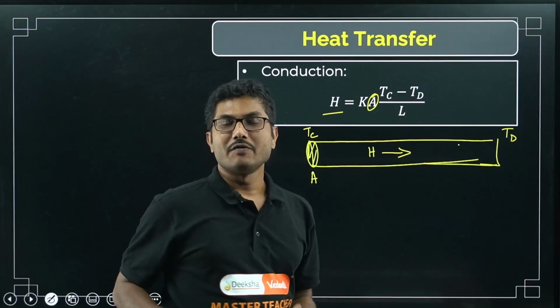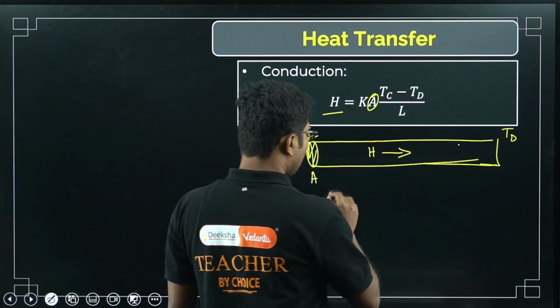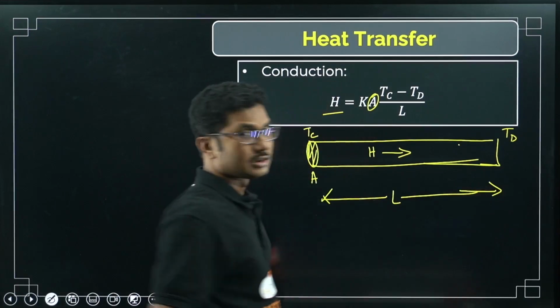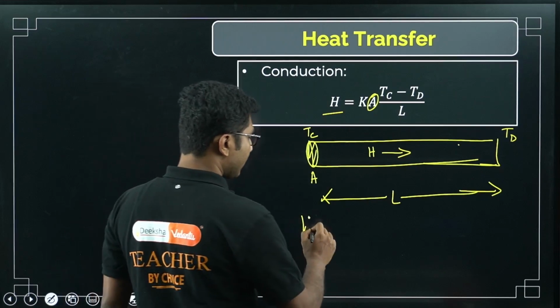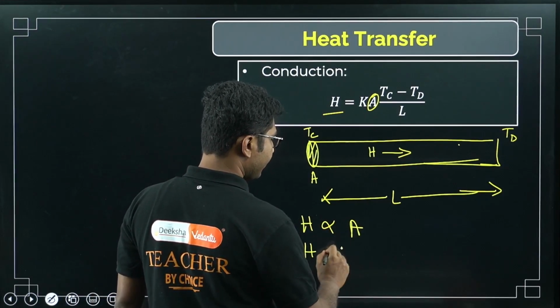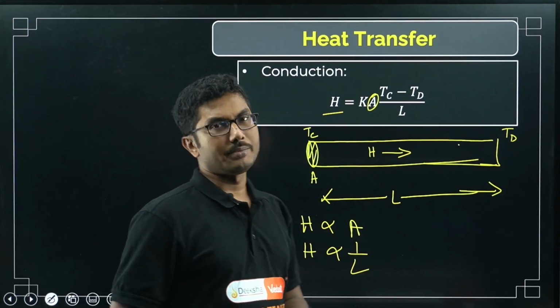Higher the area, the more heat will be transferred, and longer the length, smaller will be the heat transferred. So heat transferred is proportional to the area, and inversely proportional to the length. This one you have to remember.